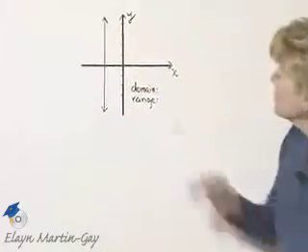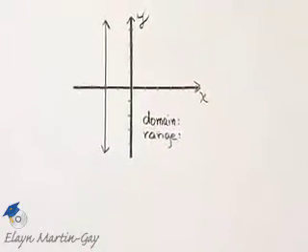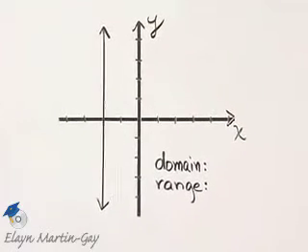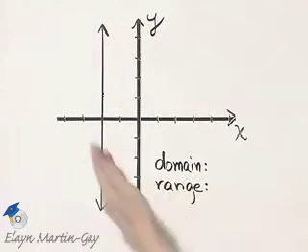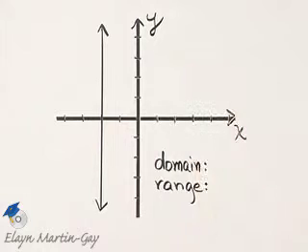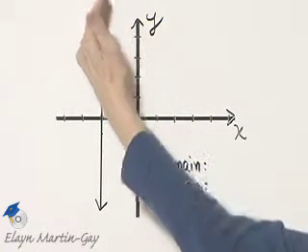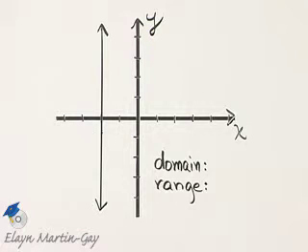Let's decide whether this graph is the graph of a function. Does it pass the vertical line test? In other words, every vertical line I could possibly draw, does it intersect this graph at most once? The answer is no, because if I drew this vertical line, it would intersect the graph an infinite number of times. So this is not a function.